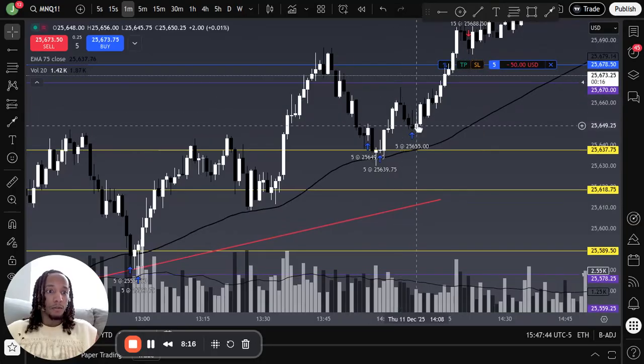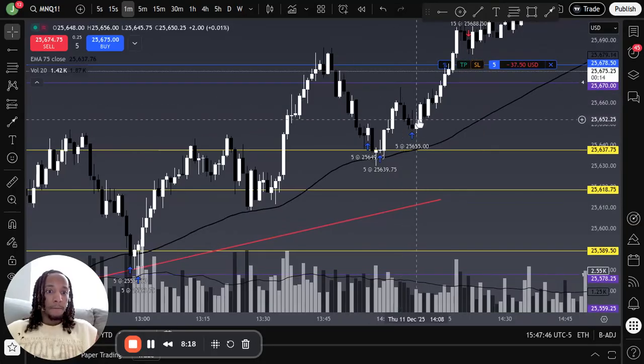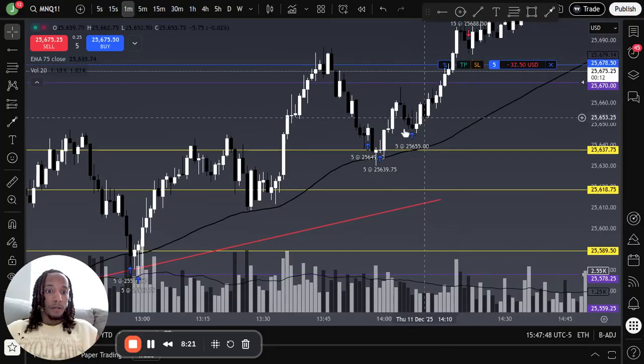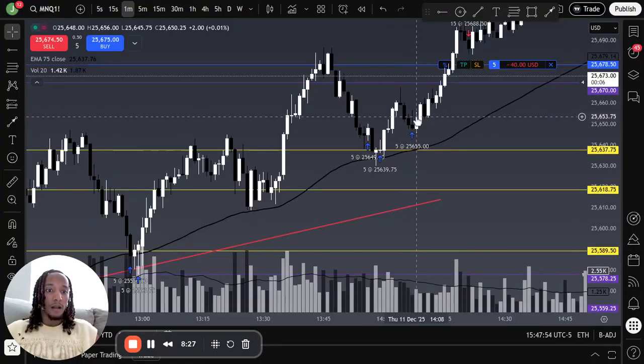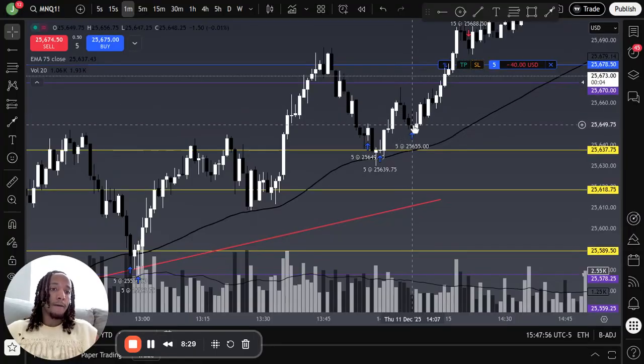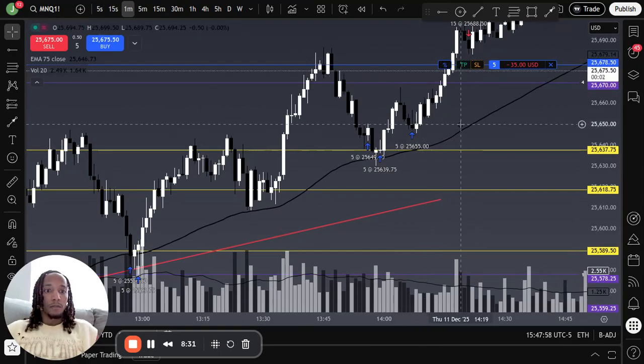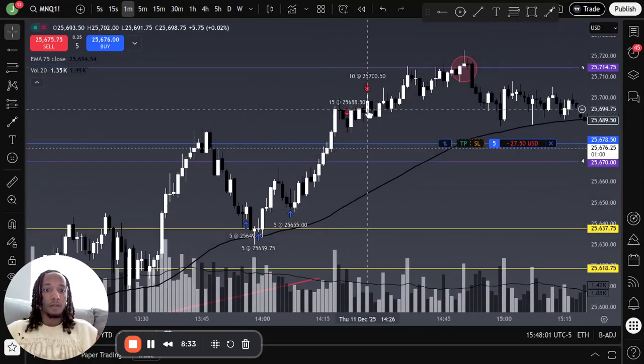We get this brief correction right here, and I want to see price continue to push up. So I add another contract once we tap the high of this candle on the way down. High is not taken, high is not taken. This high gets taken and I get an entry right here at the high. And then price runs bullish after that, and we run into some key levels up here.